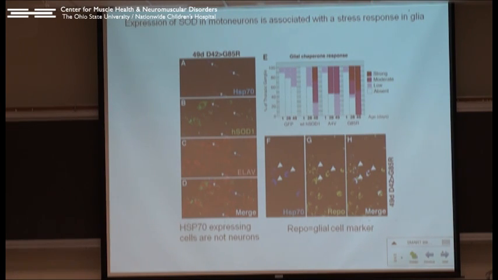So what they're saying is that when you drive the mutant protein in motor neurons, you're actually seeing a stress response in the neighboring glial cells. This is a little bit different from what Dr. Kaspar was talking about, how the astrocytes and microglia are affecting the motor neurons. Here they're saying that motor neurons that are expressing mutant protein are actually affecting the neighboring glial cells. So that's something to keep in mind.